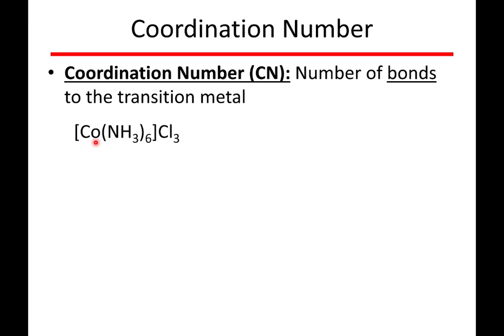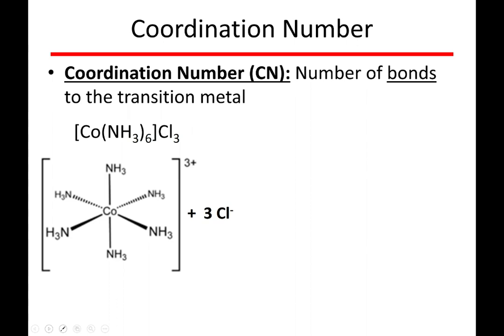So we're going to look at our complex that has cobalt as our transition metal, 6 NH3 ligands, and we have 3 chloride counterions. This is what the Lewis structure of this might look like. And if you were to determine what the coordination number is here, you would say that it's equal to 6 because you have 6 bonds to the transition metal, right? We're not counting the stuff that's part of the counterions. We're only counting the things that are inside of the coordination complex ion.